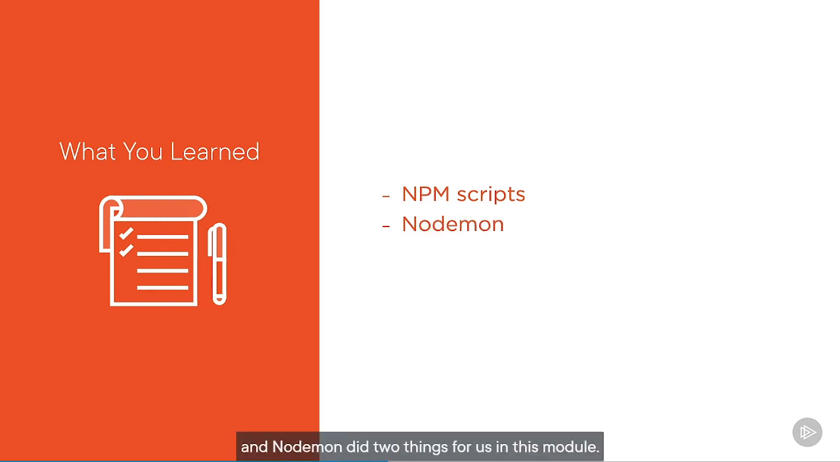The second thing we did was implement NodeMon, and NodeMon did 2 things for us in this module. The first thing NodeMon did was watch for changes and auto restart. Over the course of this course, that's going to be hugely helpful, so that we can just write some code, hit save, and NodeMon's going to automatically restart our application, so we don't have to worry about that.